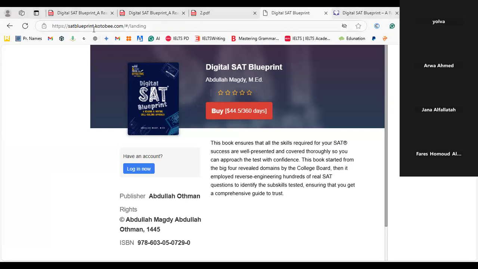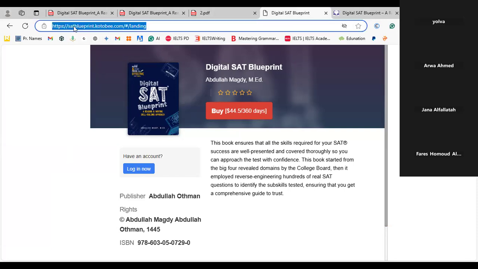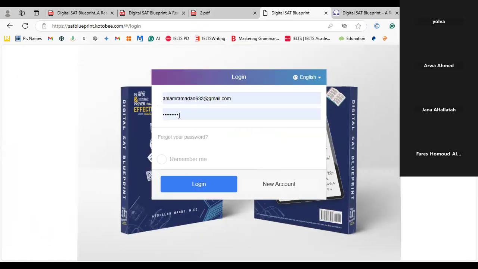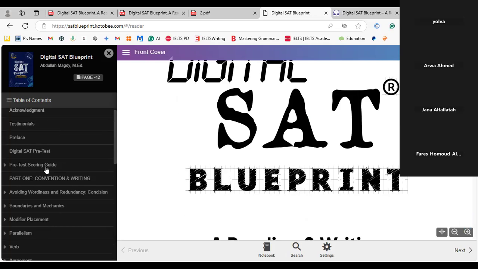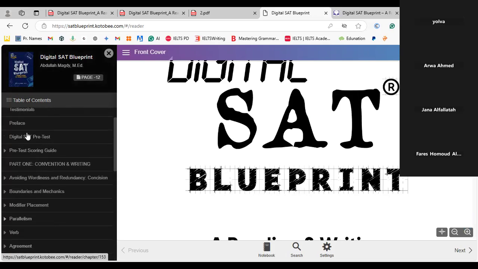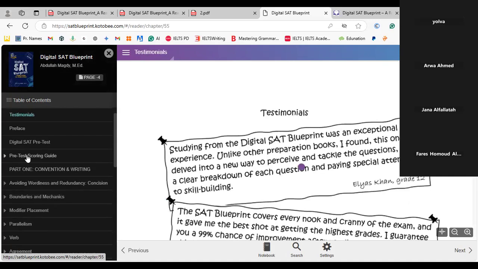Okay, so this is the ebook. We have a partnership with Kutubi, an online publishing company. I'm going to send you the credentials to log in, and I'll also send you this link, sabblueprint.katubi.com. You will log in with your email and password. I'll send you the password once I give you the access, then you can access the book like that. So here you have the interactive content. Just click anywhere you want to go.